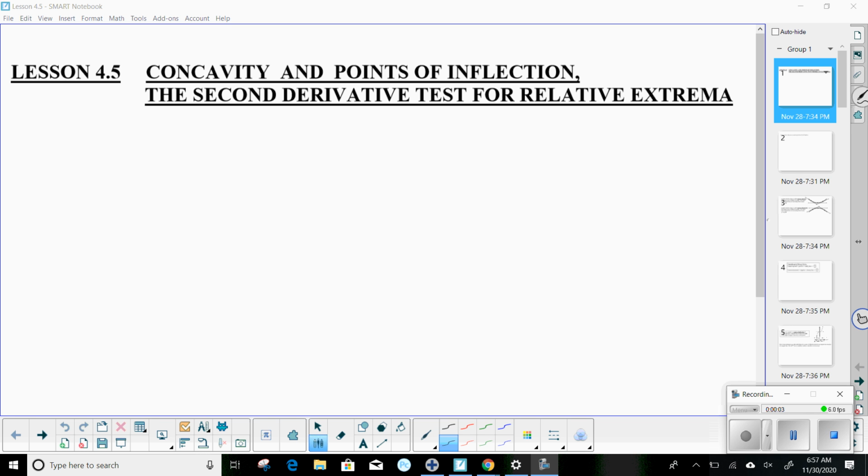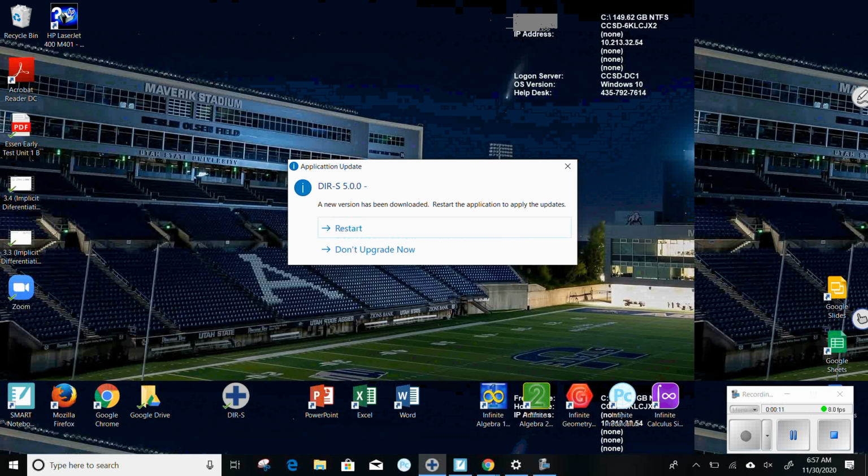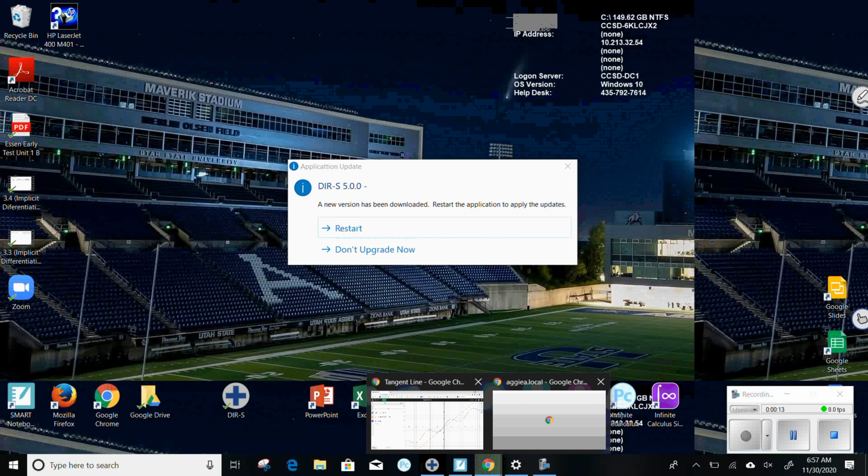4.5 is concavity and points of inflection, and the second derivative test for relative extrema. Before we get started on the book stuff, I wanted to show you a graph. Pull this up here.